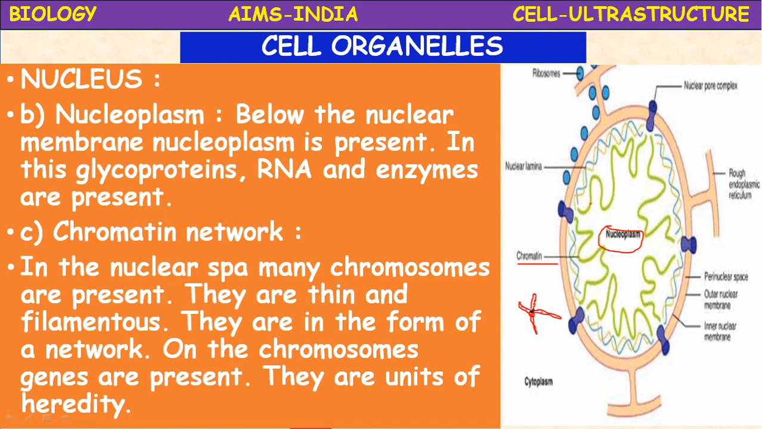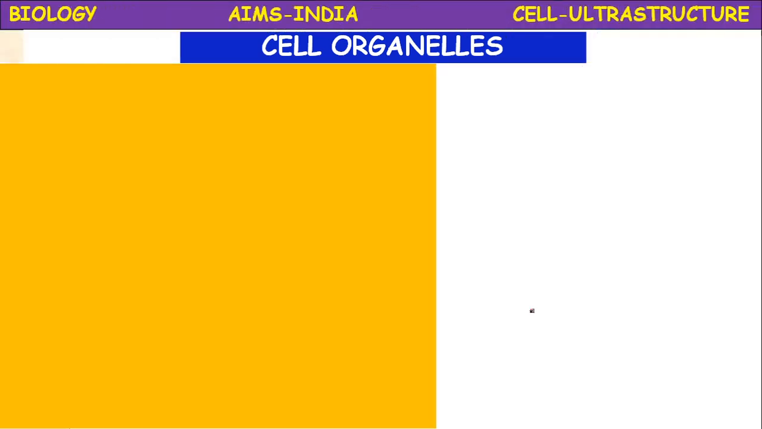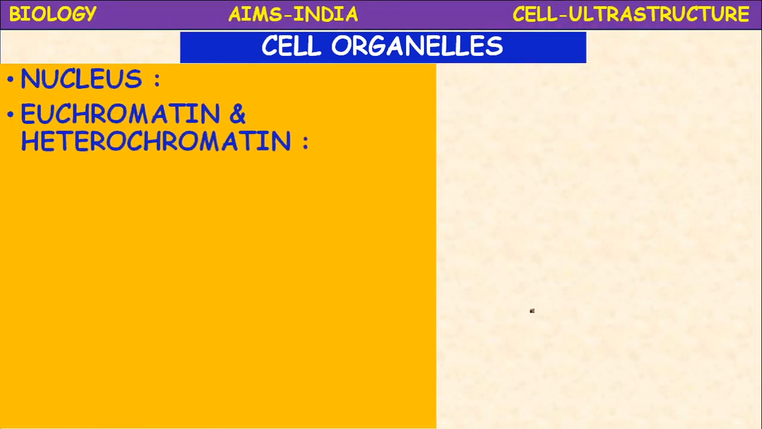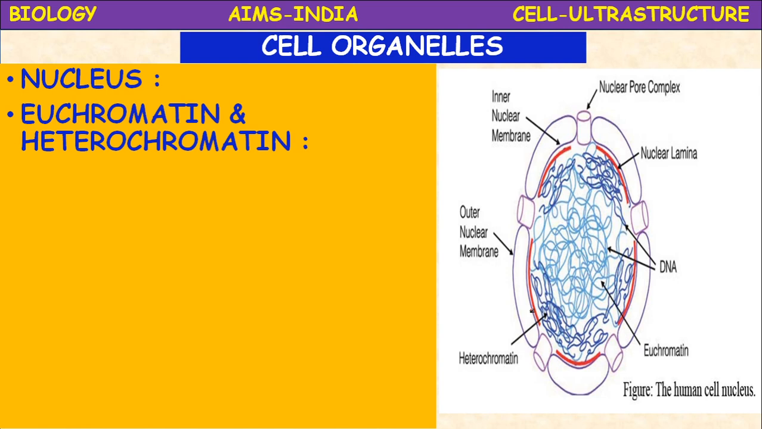The functions of the nucleus we will discuss later. Let us proceed. This chromatin material is divided into heterochromatin and euchromatin. This chromatin material, thread-like structures, we are calling DNA. This DNA is the actual vehicle of heredity, present in the genes.